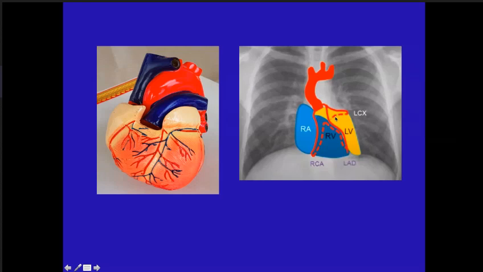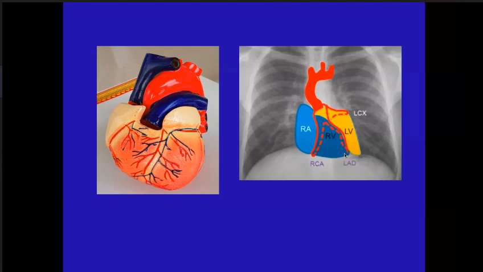Similarly, the RCA comes forward in the right AV groove, makes a loop around the AV sulcus, goes up, forms a loop, and then goes down. Such a complex structure you cannot see in one view or two views, or even in AP, lateral, RAO, LAO. You probably need different angulations to see all parts of the heart and all parts of the coronary arteries. And that's the importance of taking multiple angiographic views and angled views.